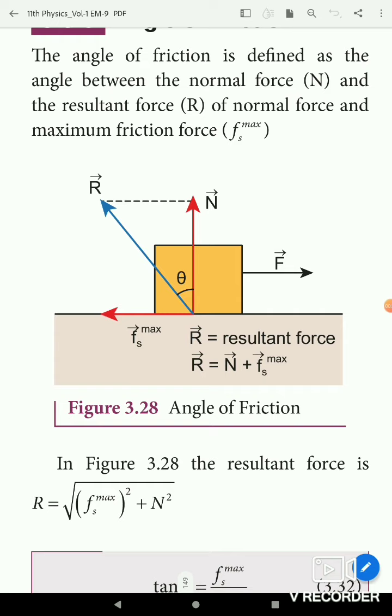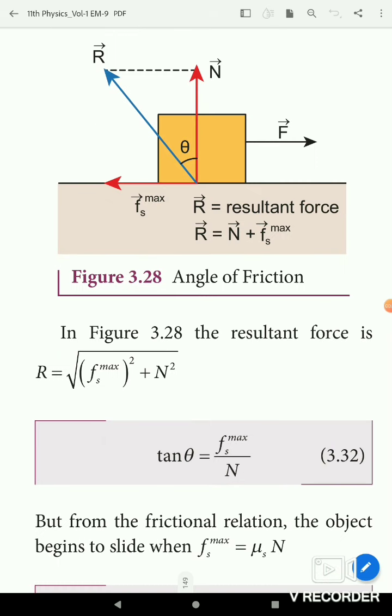That force acts in the plus x direction, the external force. And Fs maximum acts in the minus x direction. So the resultant force R equals root of Fs maximum square plus N square. The direction of the resultant force is tan theta, theta is the direction of the force. So tan theta equals Fs maximum divided by N.